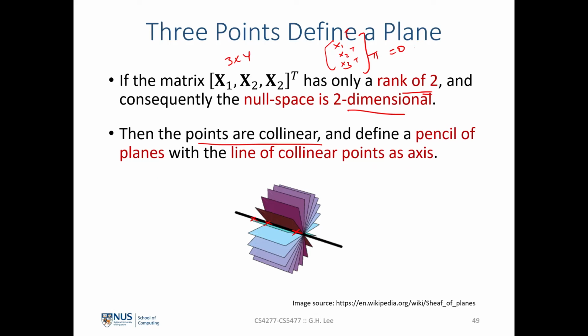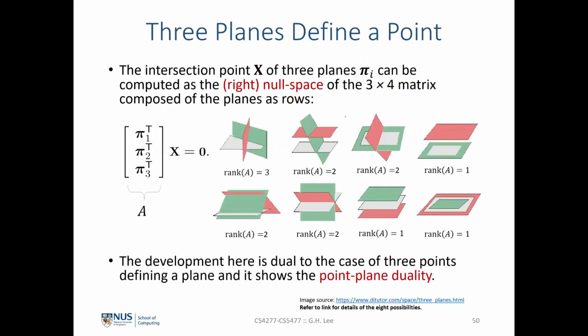So since all these 3 points must lie on the plane, any plane, we can see that the plane can actually rotate around this particular line. So any plane on this pencil of planes rotating around this line would contain these 3 points, and hence this is a rank deficient configuration, where the null space is only 2-dimensional.